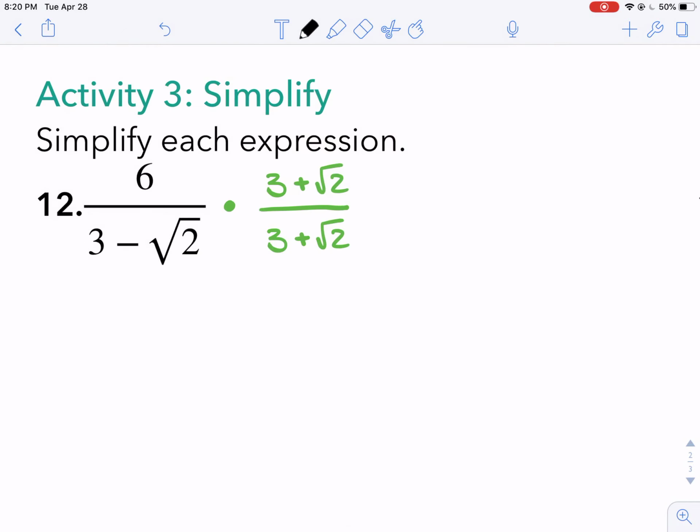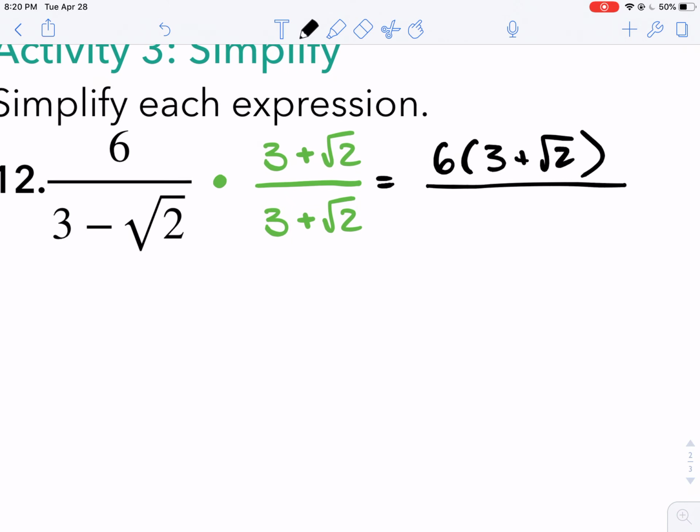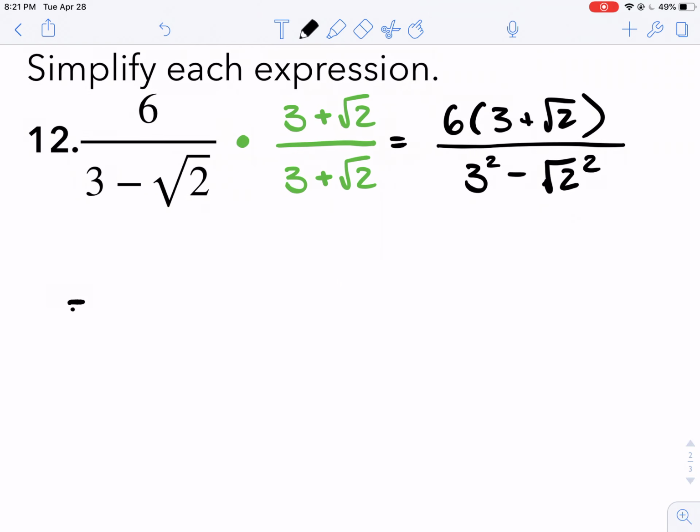We're going to distribute 6 to both terms of our conjugate. And then here we have our difference of squares already because we're multiplying a binomial by its conjugate. So that's going to follow our pattern. We will have 3 squared minus square root of 2 squared. Now that's equal, here I'll move this guy over so we can see him.